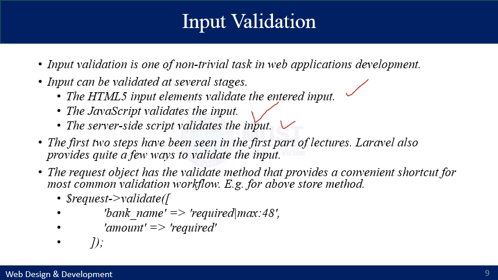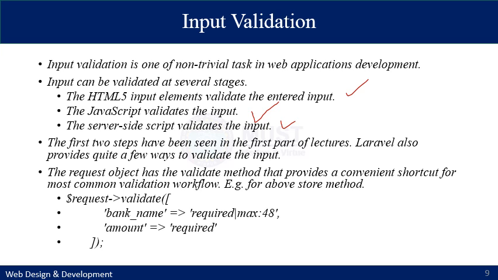The first two steps have been seen in the first part of the lectures. That means you can do it by setting a typical type of field. For example, if you want to validate the email or numbers, you can use specific types of input elements. Laravel also provides quite a few ways to validate the input. The request object has the validate method that provides a convenient shortcut for the most common validation workflow.